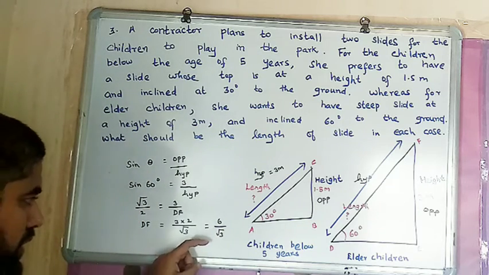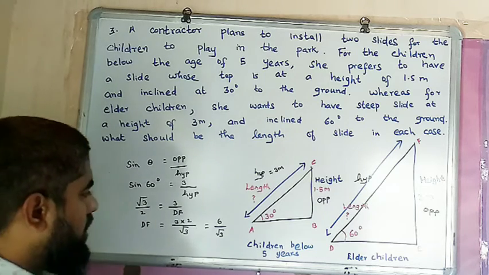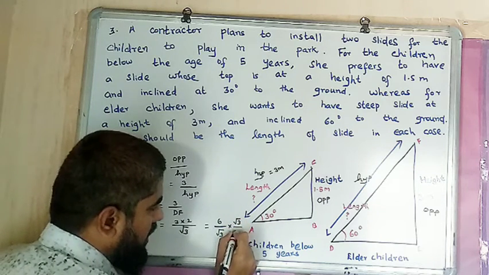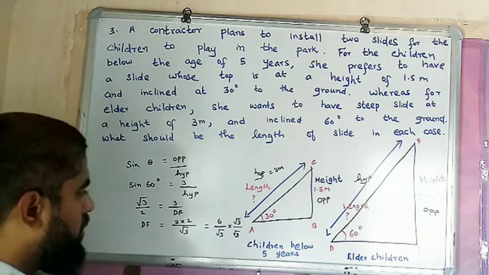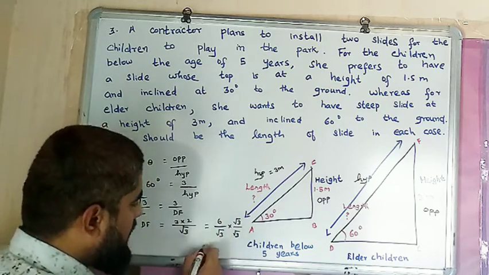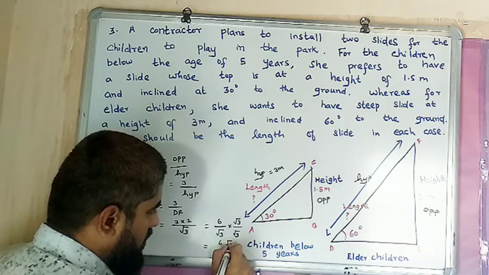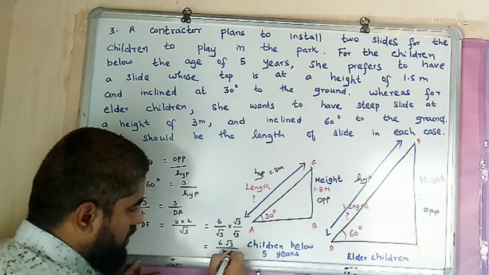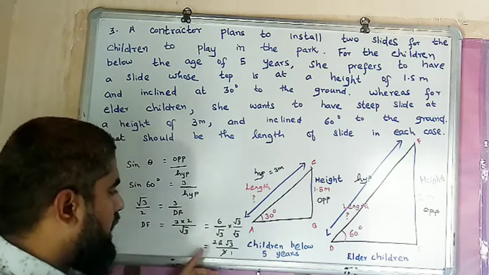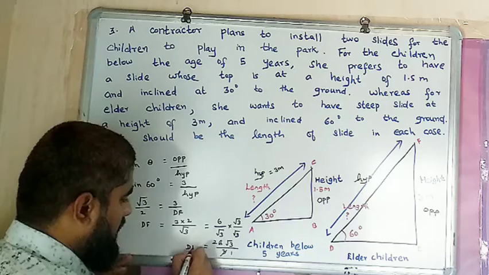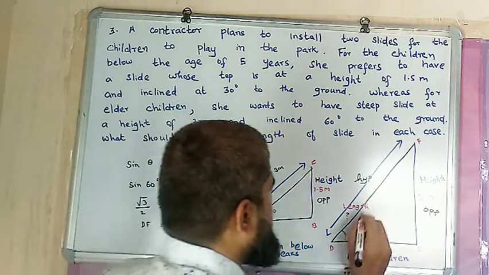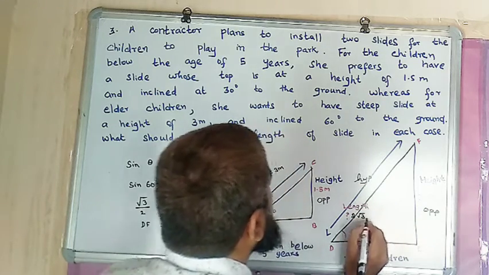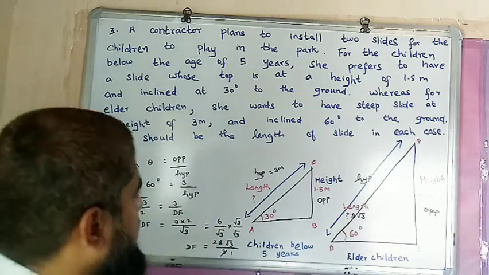So the answer cannot be irrational, so I am multiplying by root 3 and dividing by root 3. So here root 3 into root 3 is nothing but 3. So 6 into root 3 divided by 3. So this 3 goes 1 time and here 2 times. So the answer is 2 root 3. So DF is equal to 2 into root 3, and the unit they have given is meters. So this length DF is equal to 2 root 3 meters.